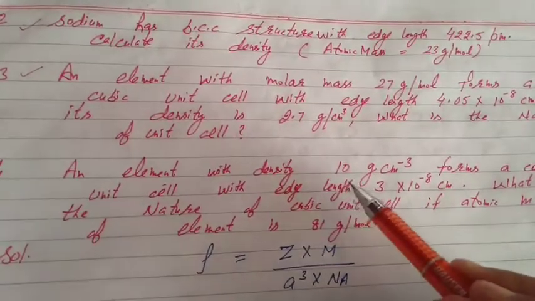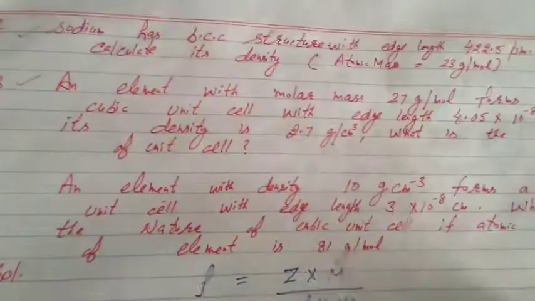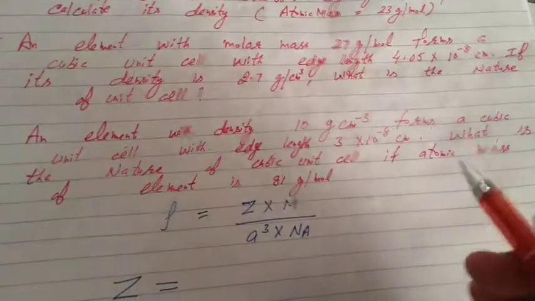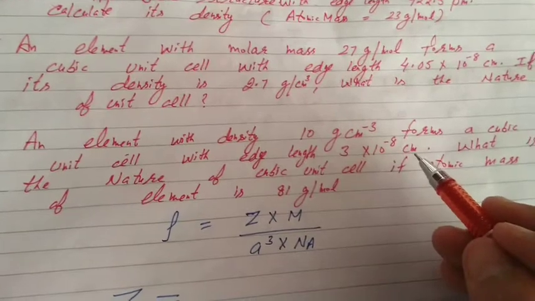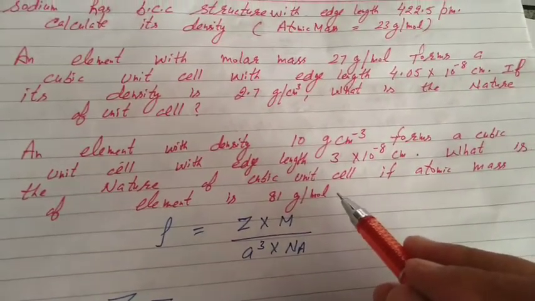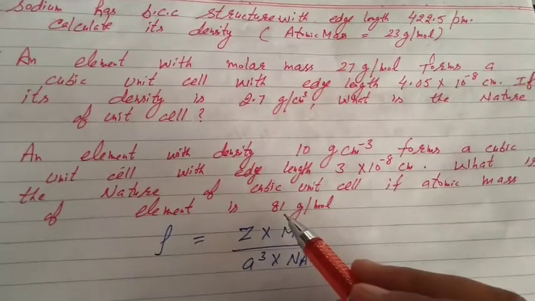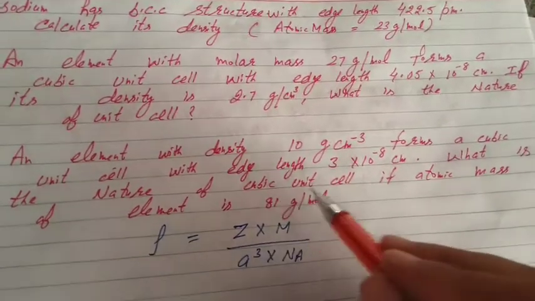An element has density 10 gram per centimeter cube. It forms a unit cell with a length of 3 into 10 to the power minus 8 centimeter. As the length is already in centimeter. If it is not in centimeter, we convert it to centimeter. What is the nature of the cubic unit cell, if the atomic mass of the element is 81 gram per mole? We have to find the nature of the unit cell in it.